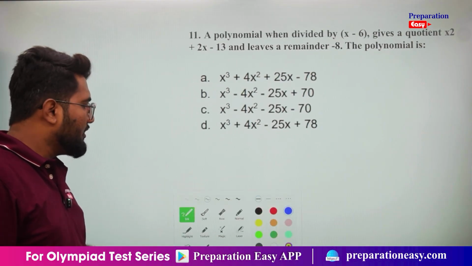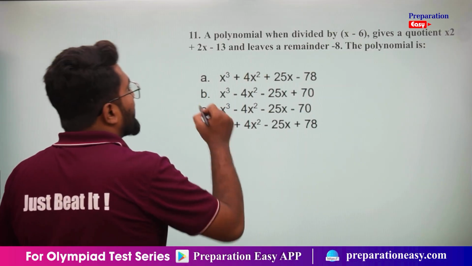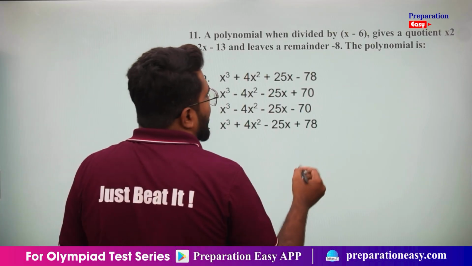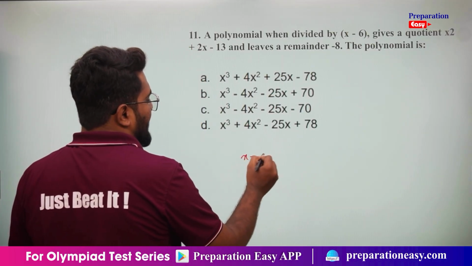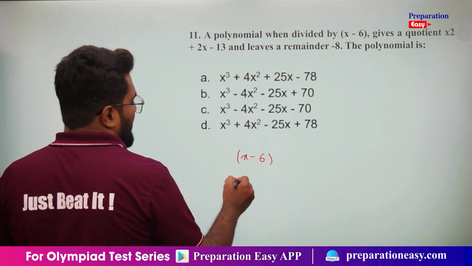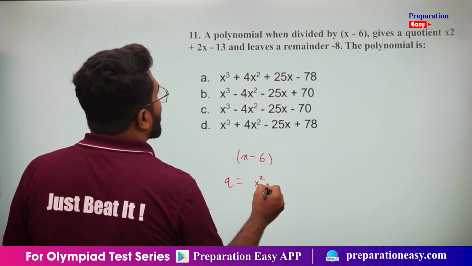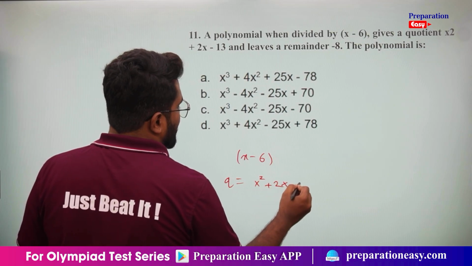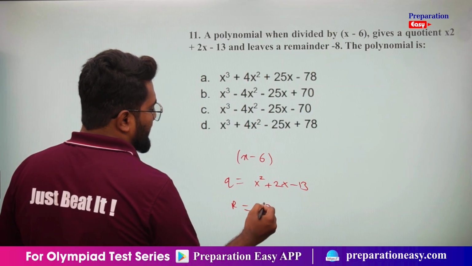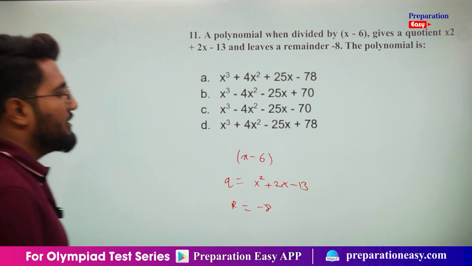Question number 11. A polynomial is divided by x minus 6. What is the polynomial? Okay, the polynomial is not given. It is divided by x minus 6. The quotient is x square plus 2x minus 13. This is the quotient. And the remainder is minus 8. We have to find the polynomial. So how can we find the polynomial?